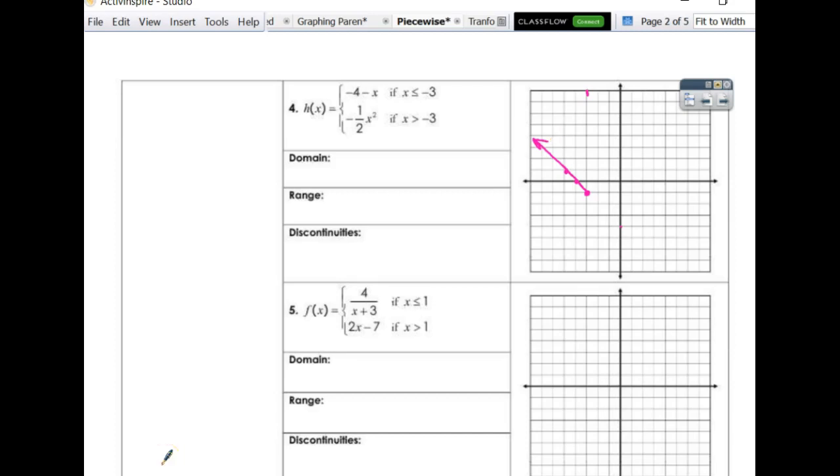Okay, so where did the vertex go? The vertex is at 0, 0. Did I shift it left or right? No. So what does the negative do? So it goes upside down, right? But what does the 1/2 do? Vertical or horizontal? Vertical. So I multiply which one by 1/2? Y. So here are my points.